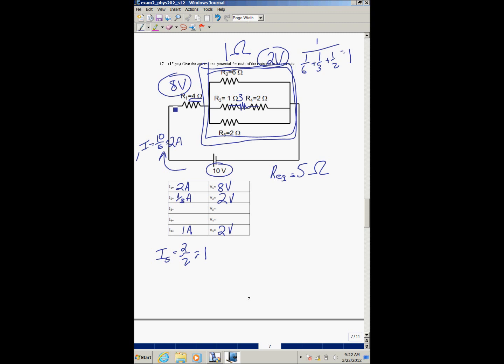Alright, now, I know that I have 2 amps of current coming in here. There are a variety of ways you can do this, but I know I have 2 amps of current. I have 1/3 amp here, and I have 1 amp here. That means that I have to have 2/3 amp here. 2/3 amp, because 1 plus 2/3 plus 1/3 equals 2 amps. Okay, so that means that I3 and I4 are both 2/3 amps.